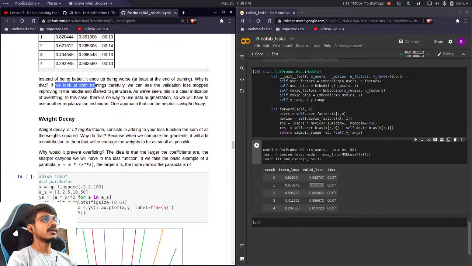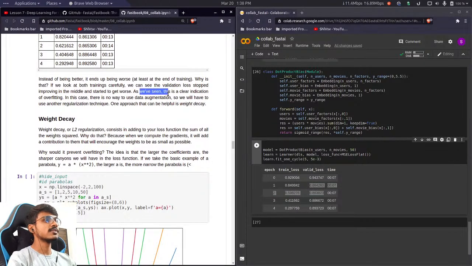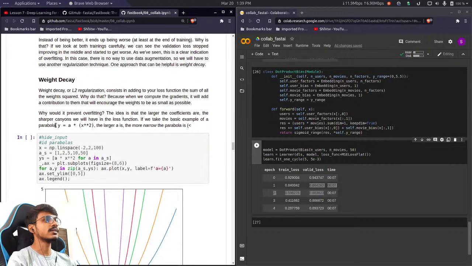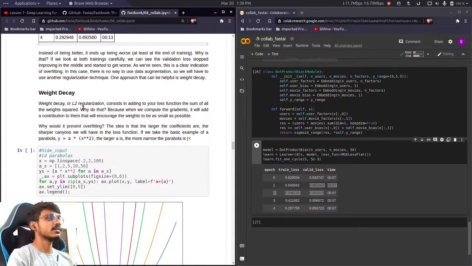Why is that? If we look at both trainings carefully, we can see the validation loss stopped improving in the middle, on the first and second epochs, and started to get worse. As we have seen, this is a clear indication of overfitting. In this case, there is no way to use data augmentation, so we will have to use a regularization technique. So this weight decay is basically a regularization technique which will improve our model so that it generalizes better on the validation set.